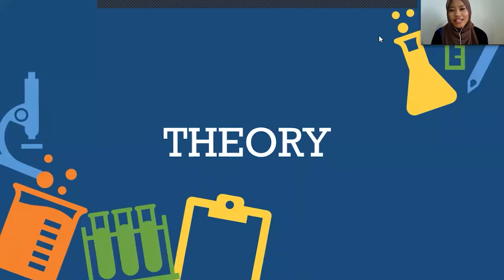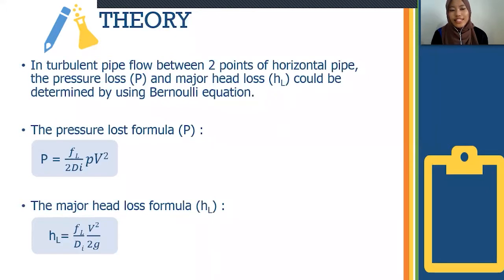Hi, I am Azwani and I will present about the theory for this experiment. Alright, so for the theoretical part, generally in turbulent pipe flow between 2 points of a horizontal pipe, the pressure loss and major head loss could be determined by using the Bernoulli equation. So here we have two formulas.